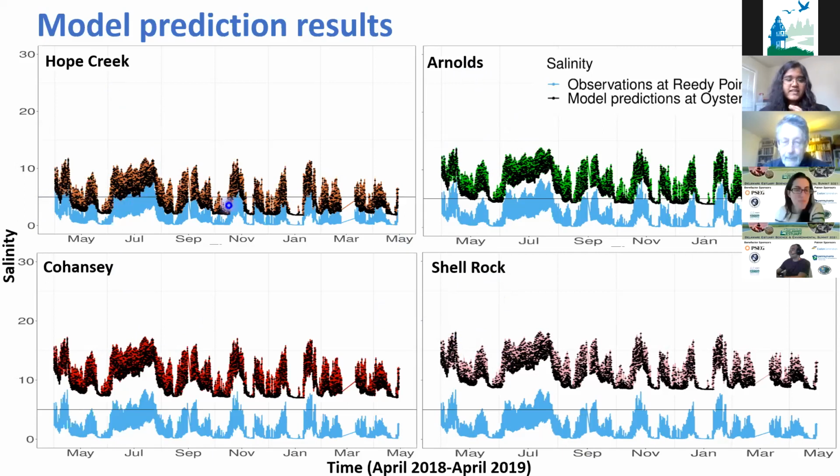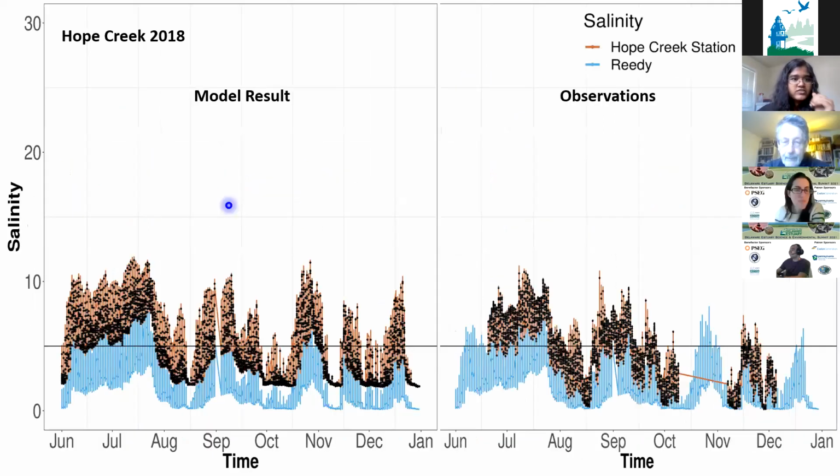We then thought that, as we have real-life observations from April 2018 to December 2018, we could compare the model result with the real-life observations. So for Hope Creek 2018, on the x-axis we have time, and on the y-axis we have salinity. The blue lines represent Reedy salinity, the orange lines are for Hope Creek salinity, and the black dots are hourly averages. The first graph is the model result and the second graph is the observations. Here we can see that whenever Reedy salinity is very low, the model loses its prediction power, but it's not too bad for Hope Creek.